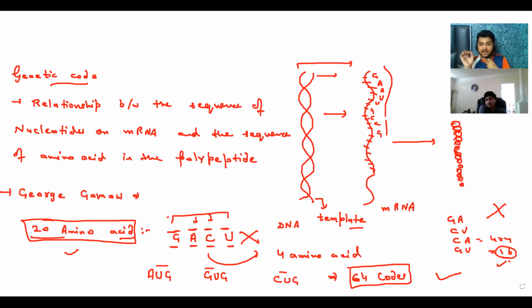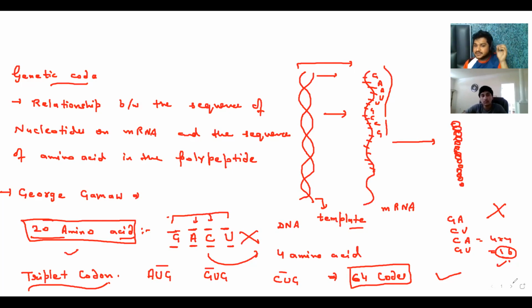So finally we came to this conclusion: the genetic code is triplet. It is not doublet. It is not present as single. So they are present as 3 codes together, which is called the triplet. Got it, everybody? So now can I say it is a triplet codon? Triplet. So codon is triplet.